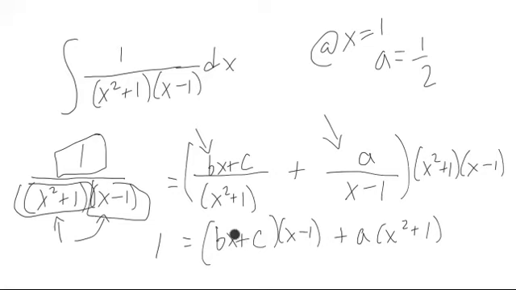Plug in 0. That's kind of nice because the b goes away. You just have c times negative 1, which would be negative c. And then 0 squared plus 1 is 1, times a half, so plus a half is equal to 1. Subtract the half over. So then you have a half is equal to negative c, which means that c is equal to negative a half. Okay, so we know c is equal to negative a half.